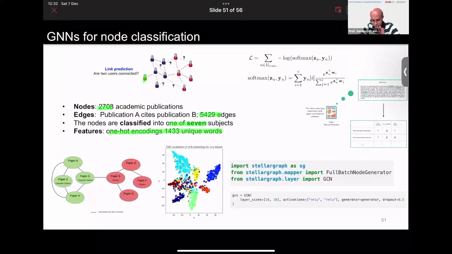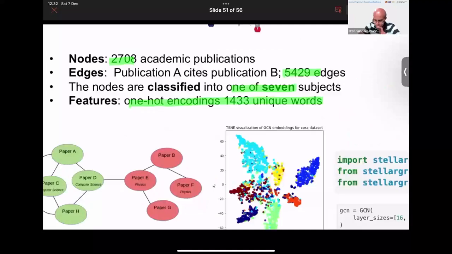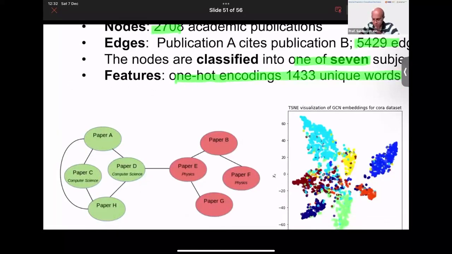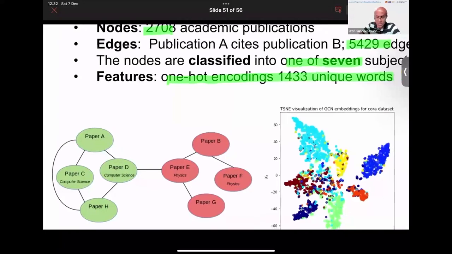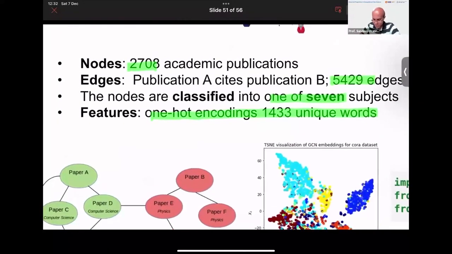Now the goal is to train this network to classify, partition, say papers from computer science and papers from physics, right? So in case this is a 2-class classification, you would get something like this coloring. But in this particular case, we have a 7-class classification, a multi-class classification.